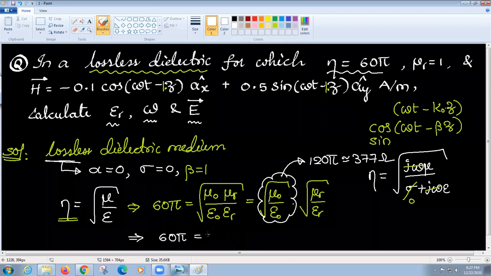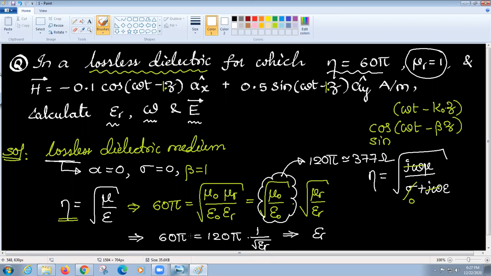Anyways, let me put it down. You have 120 pi multiplied by square root of mu r, which is given as 1. So just plug that in: square root of 1 over epsilon r. Now you find this epsilon r. So 60 pi equals 120 pi over square root of epsilon r, so epsilon r equal to 4. That's it. So the relative permittivity of this particular lossless dielectric medium, you found as 4.